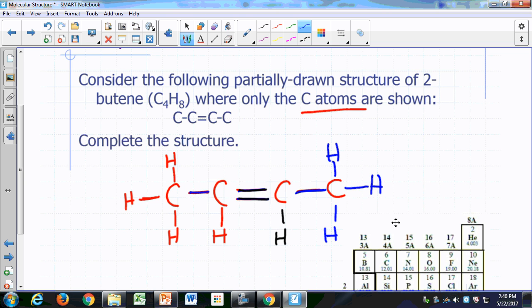And let's see if we have enough hydrogens. We have 3 over here, 1 here, so that's 4. There's 1, that's 5, plus 3 more, that's 8. So that would be the structure of 2-butene.